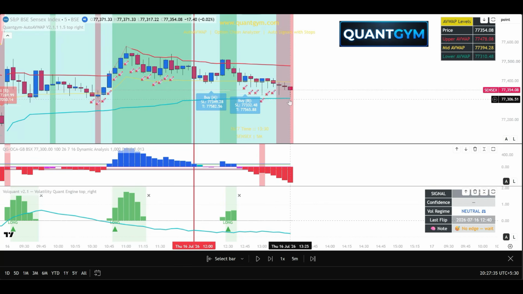So 310 breaks, immediately you go short, and Sensex moves fast, right? So see what happens if 310 breaks. If 310 breaks, you break the lower AVWAP. OCA is strongly bearish. You have a gamma alert warning. Let's see.